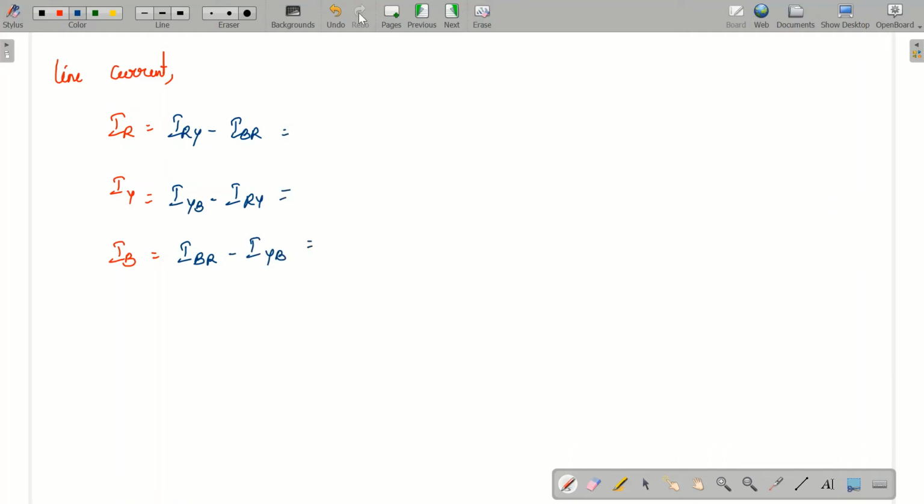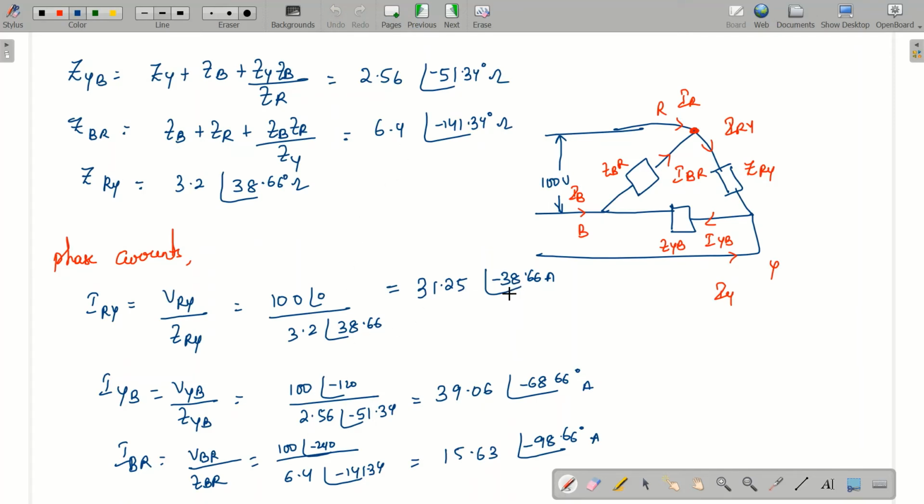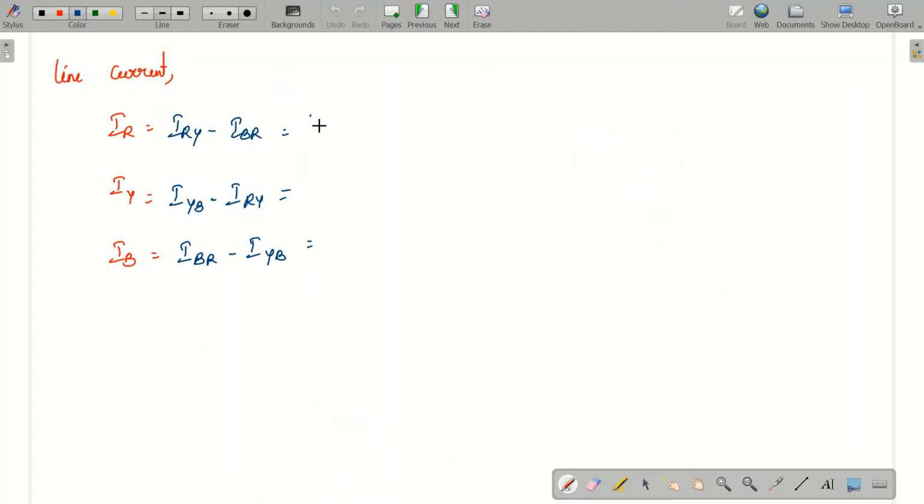These phase currents we have already found. So how much will it be? IR equals 31.25 at an angle of minus 38.66 minus 15.63 at an angle of minus 98.66. Okay.